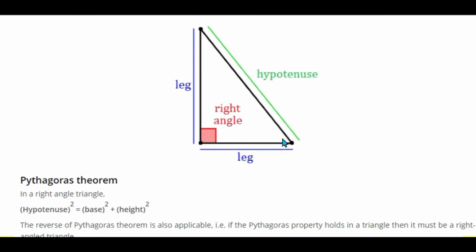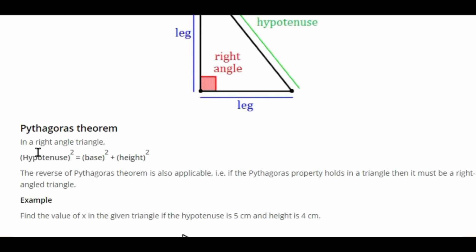Here we also have one condition, or you can say a property. In a right angle triangle, the square of the hypotenuse is equal to the sum of the square of the base and the square of the height. Or you can say that hypotenuse square equals base square plus height square. And you can do the reverse of it.